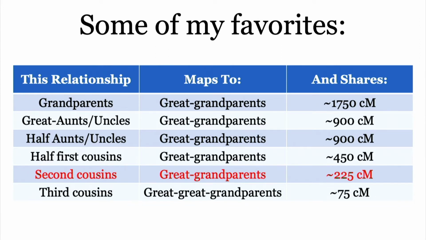The other reason I like second cousins so much is because they share, on average, more than 200 centimorgans with you. It varies. Maybe 175 to 250 is the biggest range usually. But that's a lot of DNA to share with someone and to assign back to a great-grandparent level. So they're a really good connection.